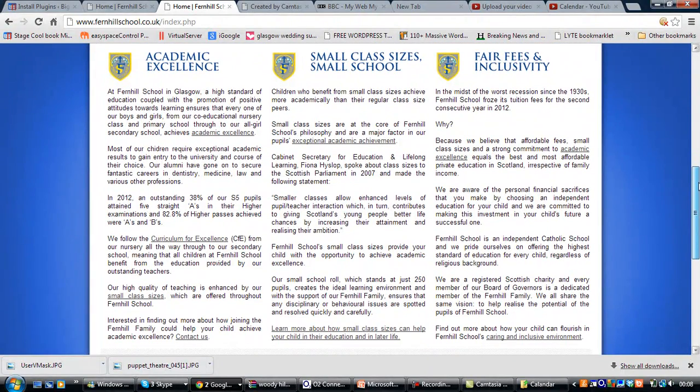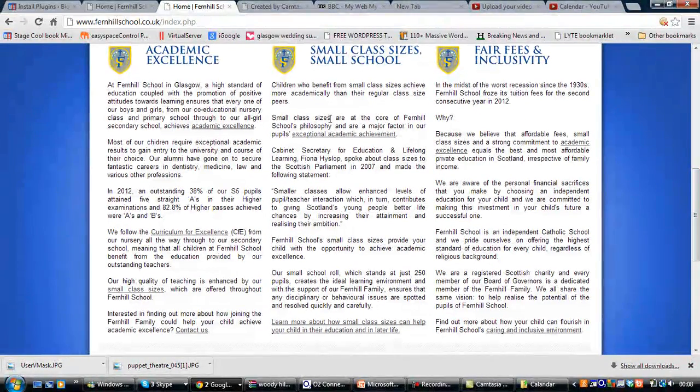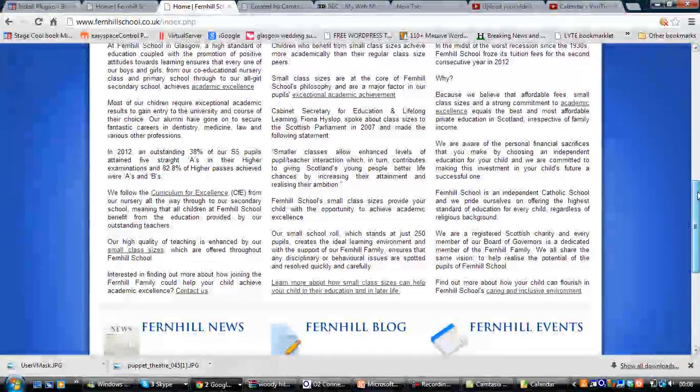Could be wrong. Now what else did we notice here? Yeah, these hyperlinks, I wouldn't have them underlined. It's not something that you do. It looks a bit weird.